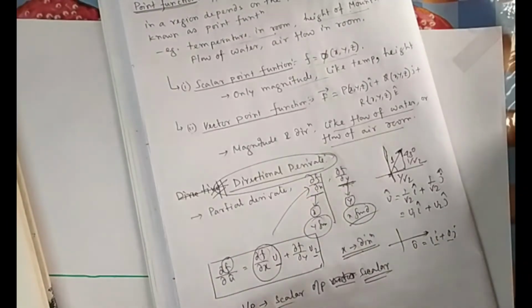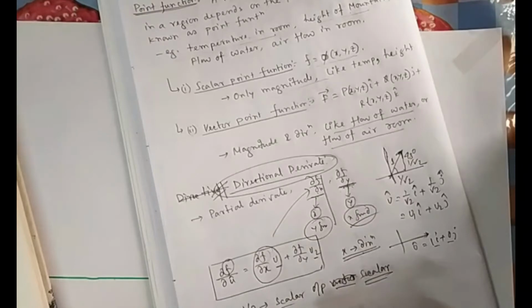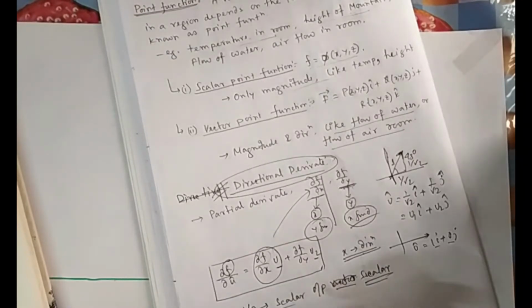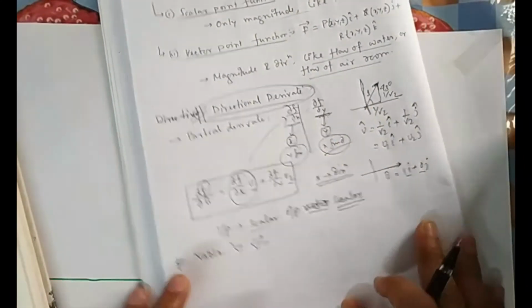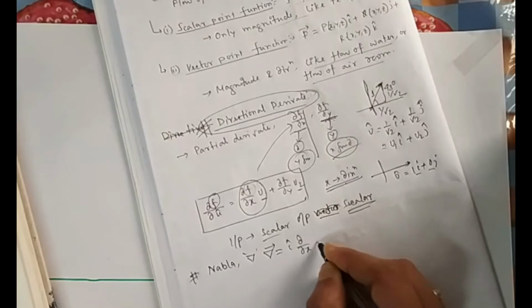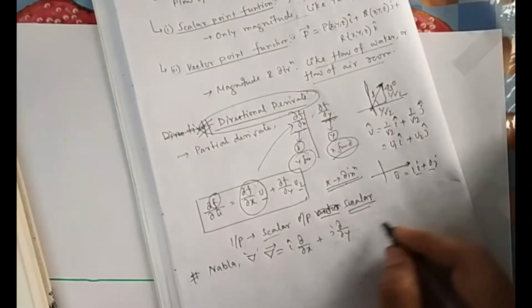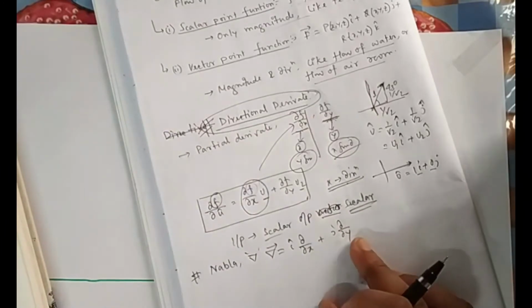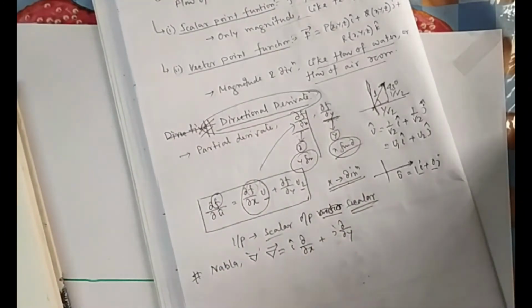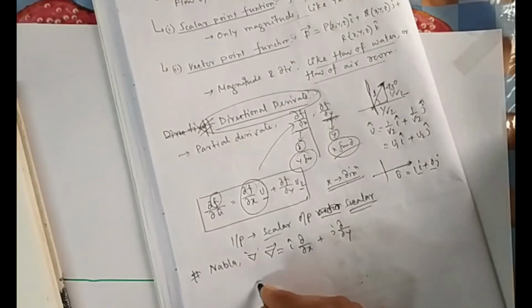Now I will introduce a new operator known as nabla or del. This is a vector operator, like plus means add, minus means subtract, and if you give an integration sign, it means integration. This is also a sign. It represents del del x i cap plus del del y j cap. I am not writing z, I am writing for 2D, so you can extend it for 3D and write it for z also.